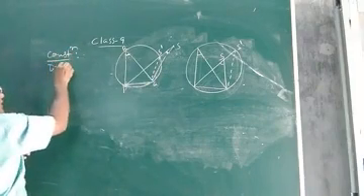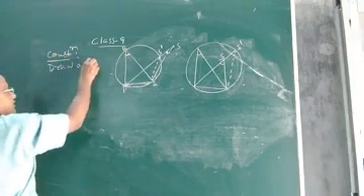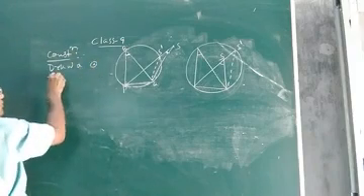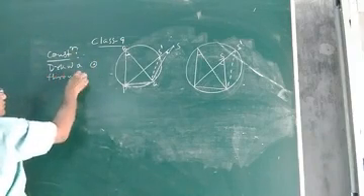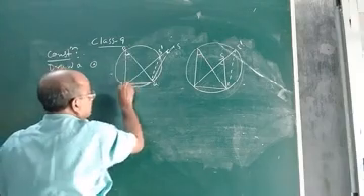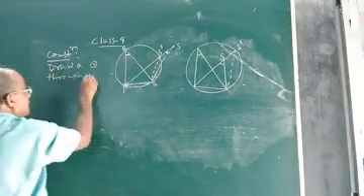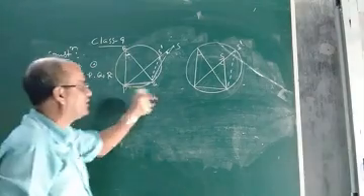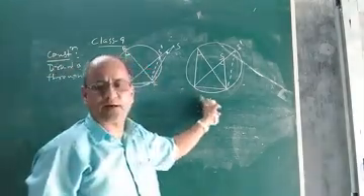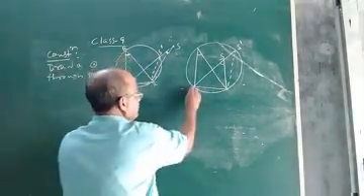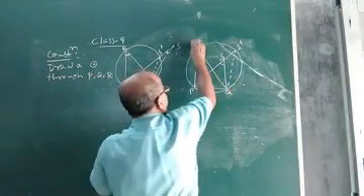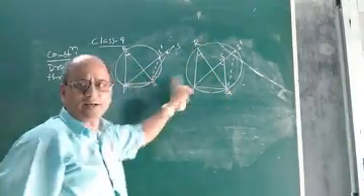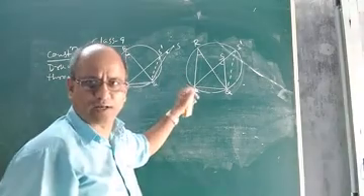Construction: draw a circle through the points P, Q and R. This is the only construction. I have taken two figures, with P, Q and R marked. What is the difference between these two figures? I am going to tell you now.